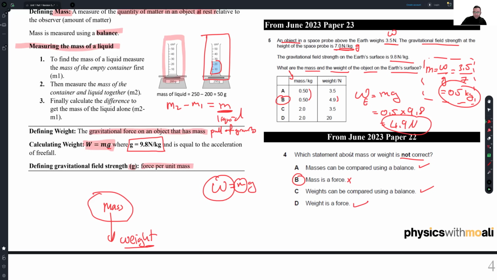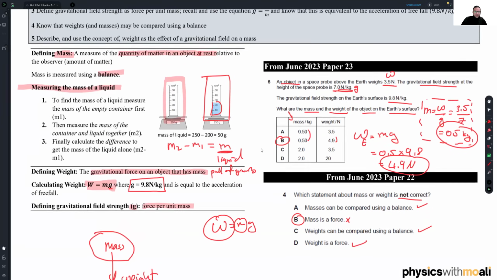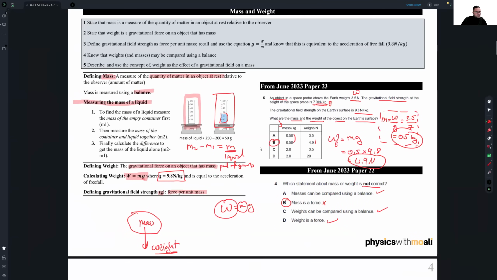Weight is a force. That's correct. So B is our right answer here. Nice. This was easy. Piece of cake. Let's move on to the next topic.